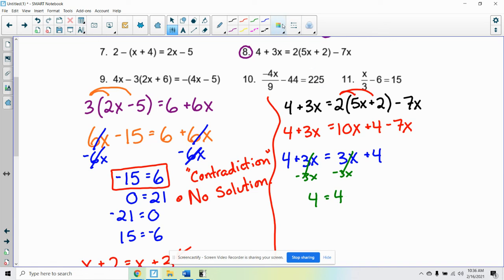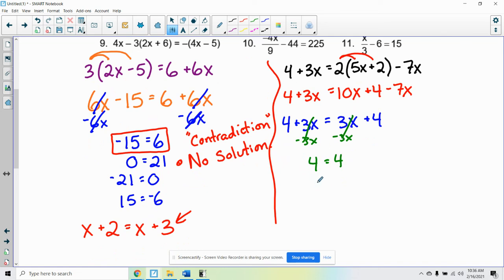Let's just assume you still didn't know that the left and right hand side were the same. You could subtract 4 from both sides and you'll get 0 equals 0. Notice on this one, the x's still go away. There's no x's involved in my answer. But now we have a situation that makes sense. 4 does equal 4 and 0 does equal 0. Here they didn't make sense. Here they do make sense.